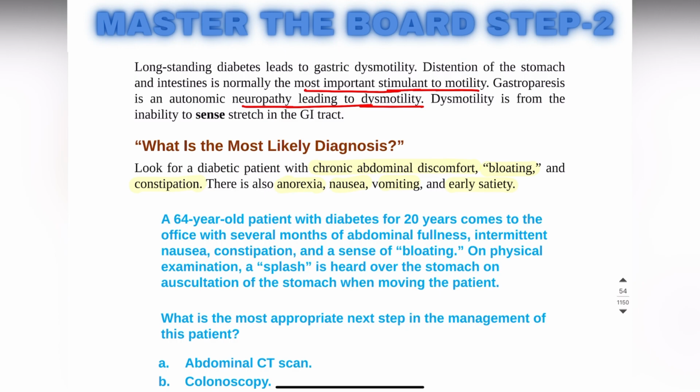So how do we do the diagnosis of a patient? We look for a diabetic patient with chronic abdominal discomfort, bloating, constipation. The patient may also complain of anorexia, nausea, vomiting, and early satiety.